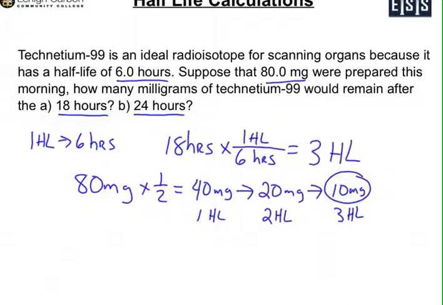Now, if we do part B, we're going to do the same thing again. This time we're going to do 24 hours. That's going to end up being 4 half-lives. So we just do one more halving here, and get down to 5 milligrams for 4 half-lives. So you just take a half, and do it the number of times that you have half-lives.